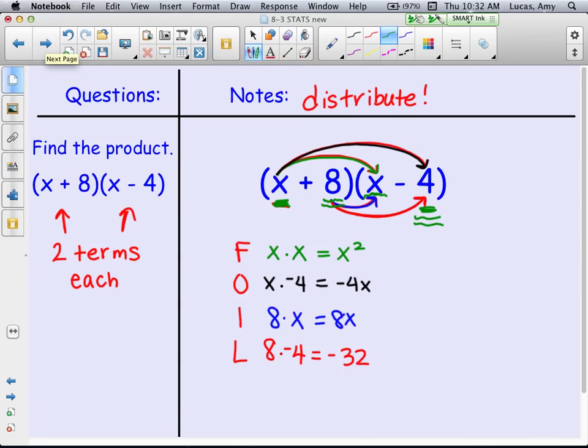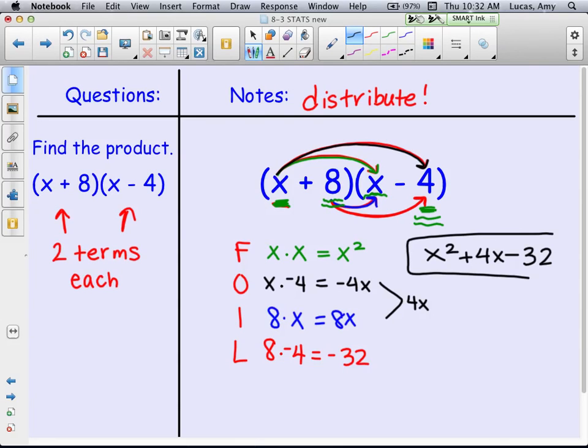So I've got all of my combinations. Now I can put it together. I've got x squared, and then my two middle terms you may notice are like terms. Combining them gives me a positive 4x, and then negative 32. So x squared plus 4x minus 32 is my answer. So I multiplied two binomials together, and I happened to end up with a trinomial.